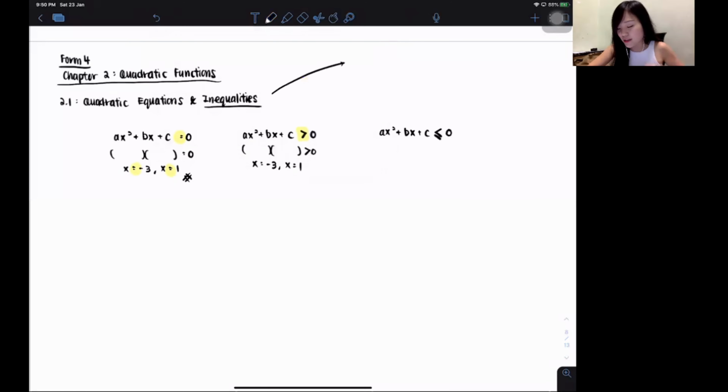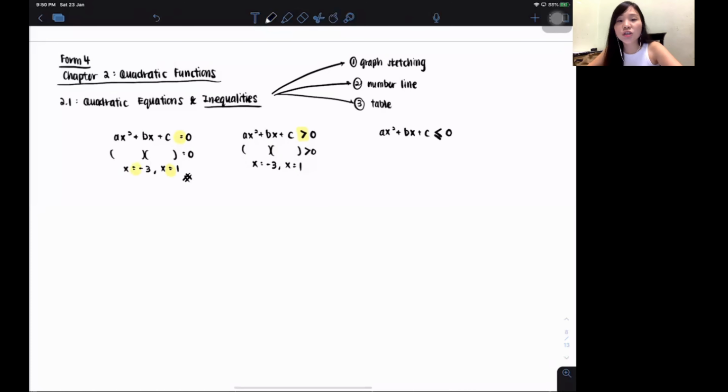So the 3 methods. First of the method called graph sketching method. The second method called number line method. The third method called table method.